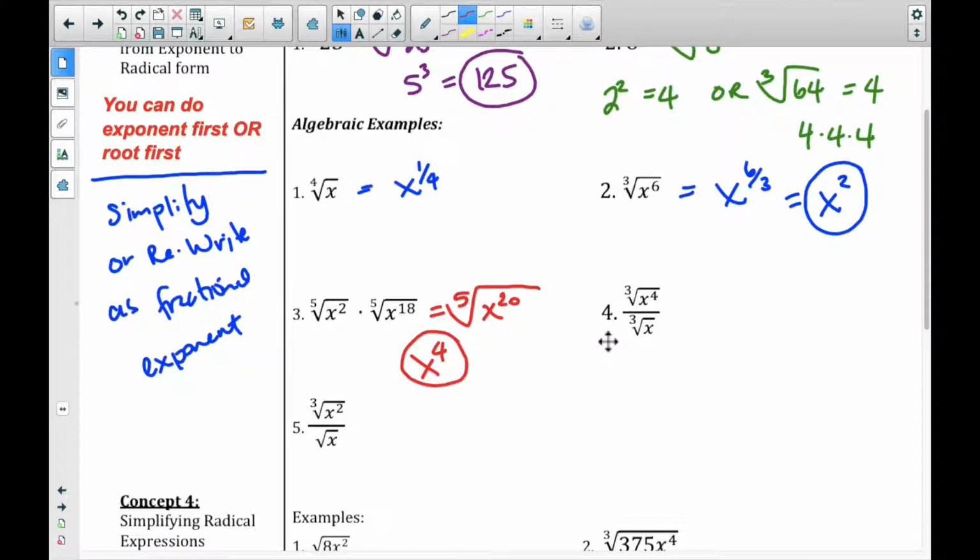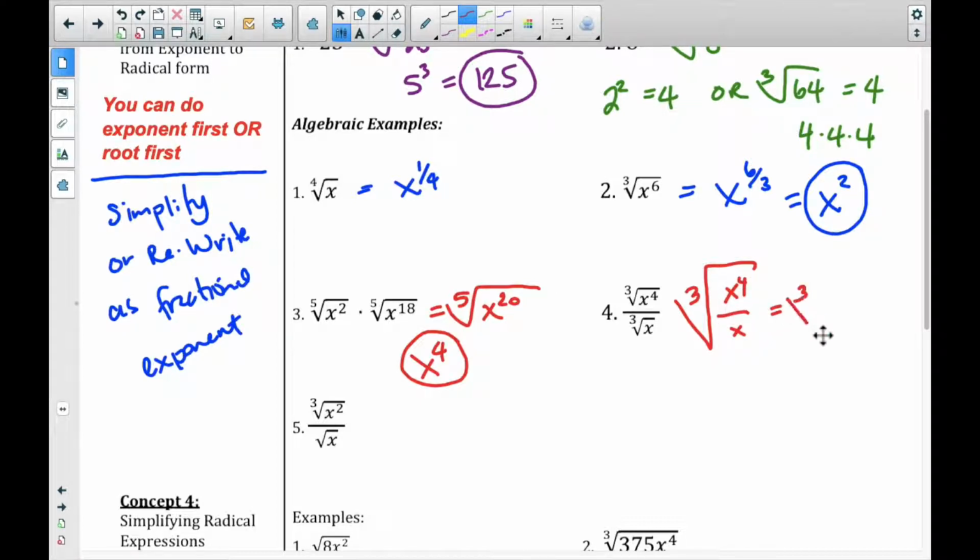Or I have 20 x's lined up. I circle how many groups of 5? 4 groups of 5. Number 4, once again, since they are both under the same root, I can just consolidate them under the same root. They're both cube roots, so I can put them together like this. So I have x to the fourth over x.